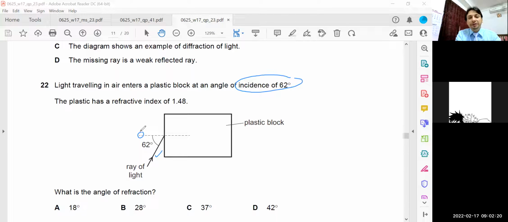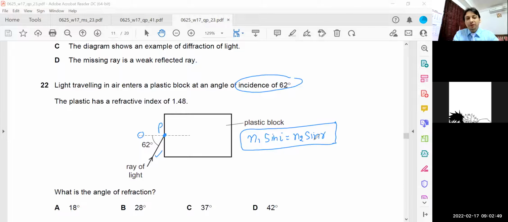Whenever you have to find the angle of incidence or angle of refraction, you have to use Snell's law. Apply Snell's law at this point. Suppose this is the point P where the light is incident. In Snell's law, you have to use n1 sine i equals n2 sine r. Always remember to use this equation: n1 sine i equals n2 sine r.